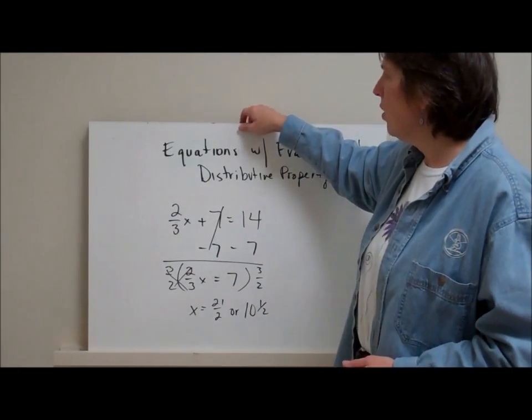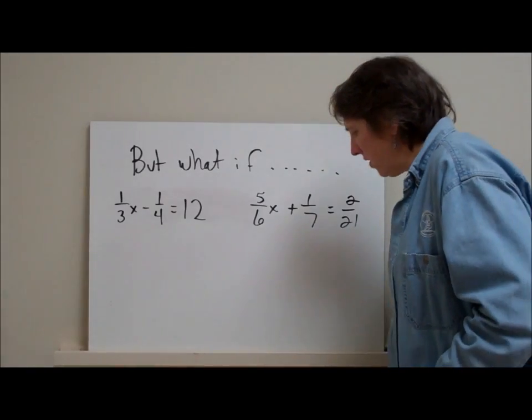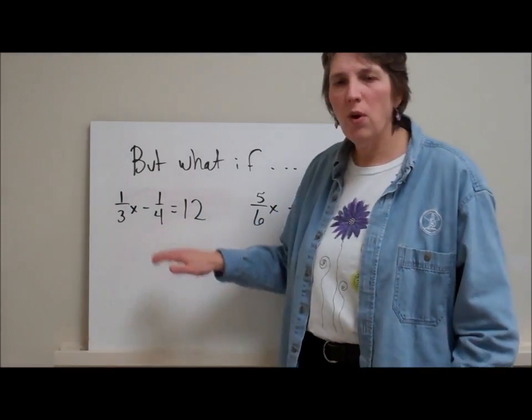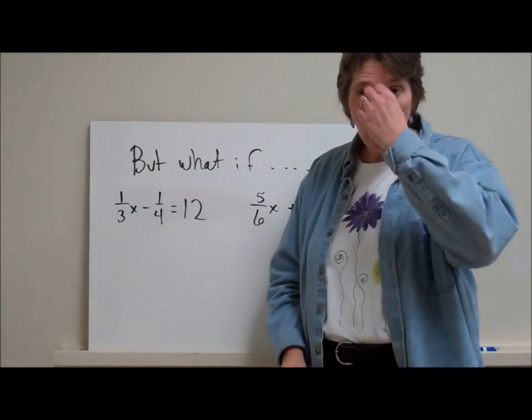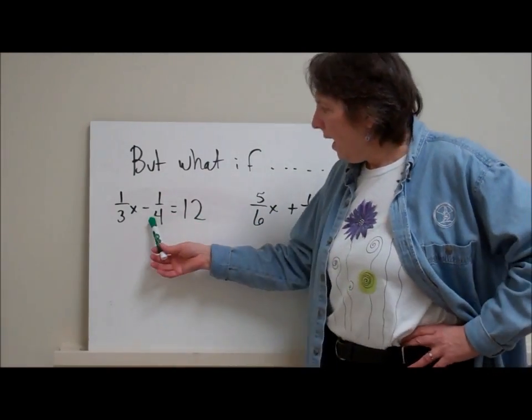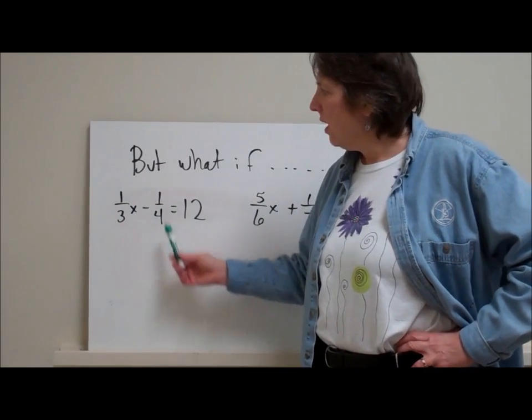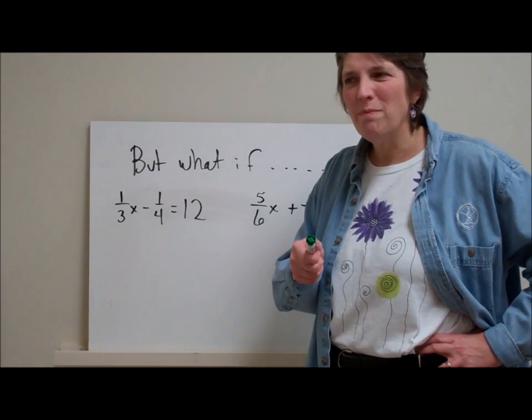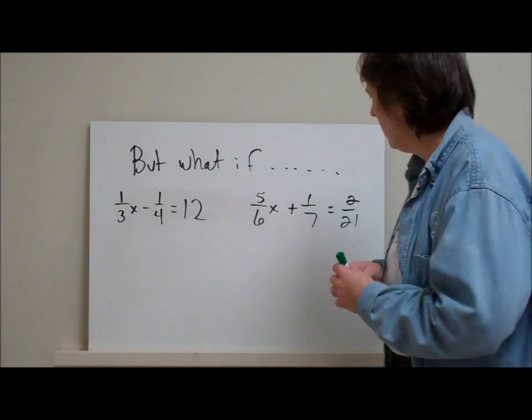What happens though when we have fractions in the problem other than the coefficient? Now we could add 1/4 to both sides and then multiply by the reciprocal just like we do in the two-step equations, but I don't like to do that.